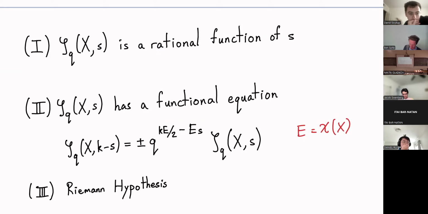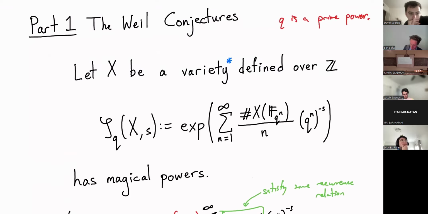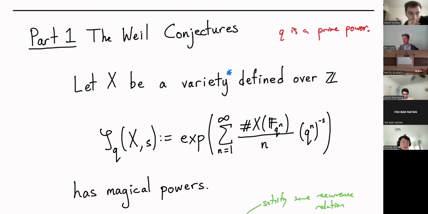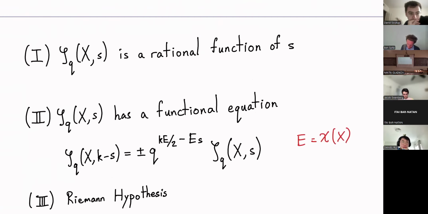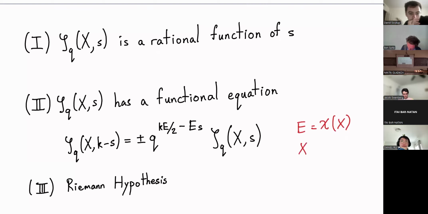And I can say what this Euler characteristic is really. Because I started with a variety defined over Z, I could think about the set X(C). I could think about the solutions in complex numbers.